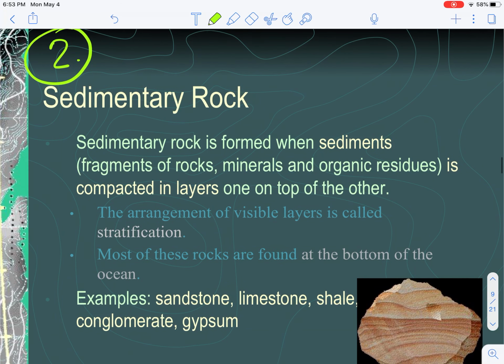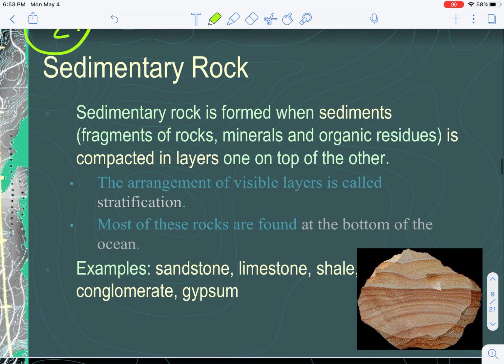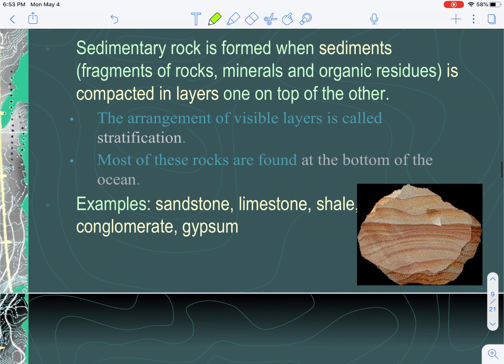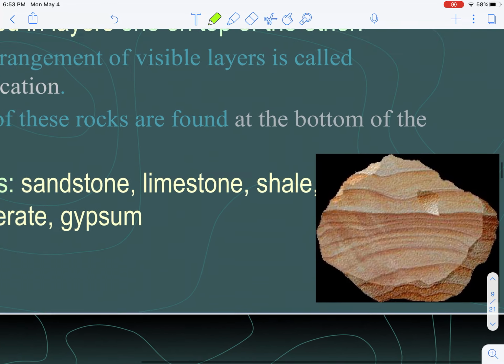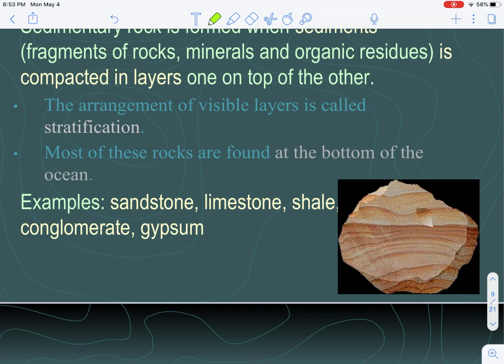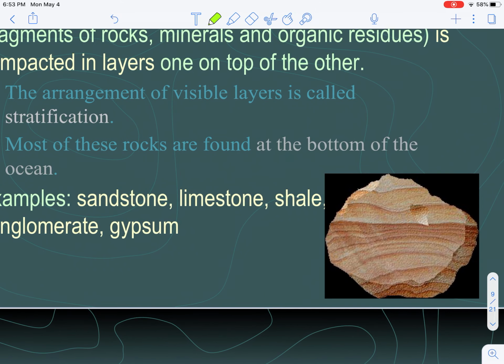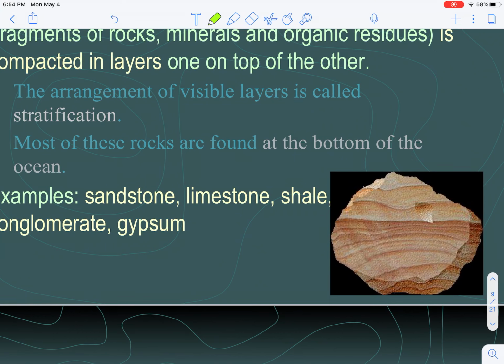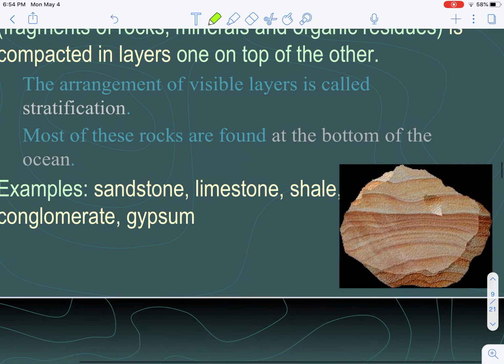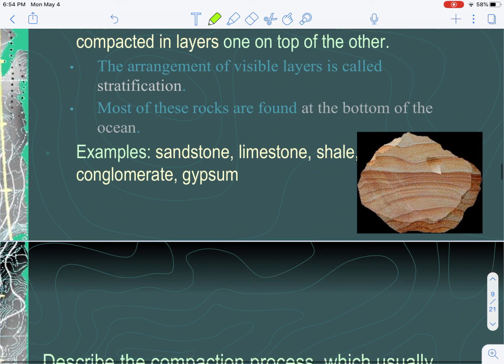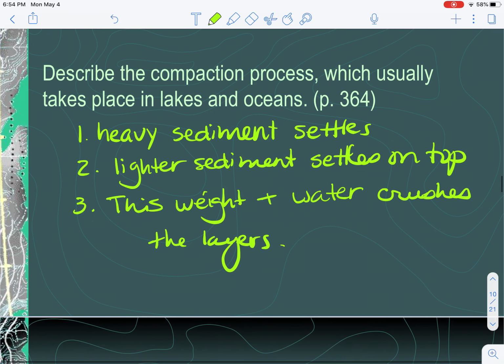Sedimentary, our second kind of rock, is when sediments, little pieces of rocks and organic material like soil particles are compacted, and when they compact, they often form these layers, and you get sort of a layering look. So sandstone, shale, slate, gypsum, those are all types of sedimentary rock. And there were a couple questions in your notes in case you don't have your book.